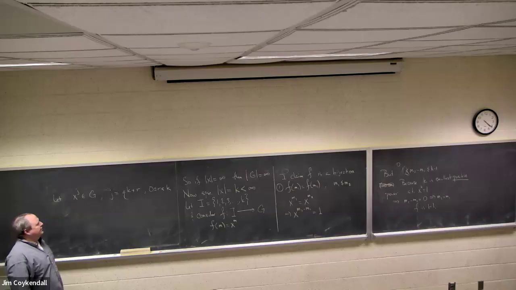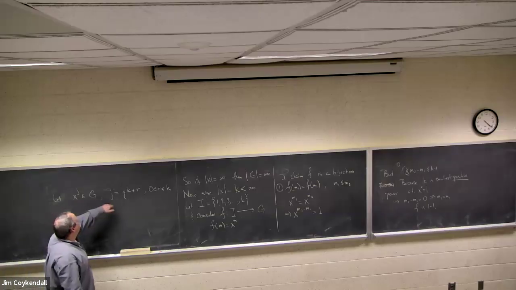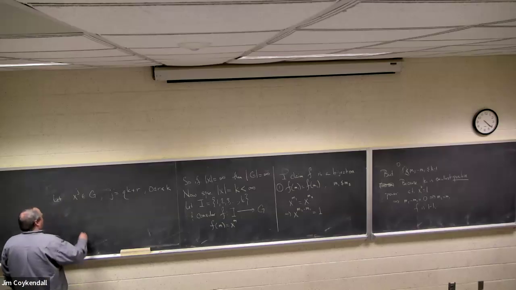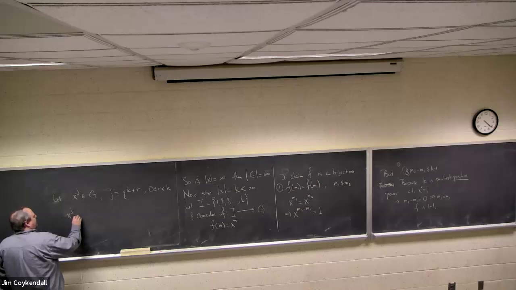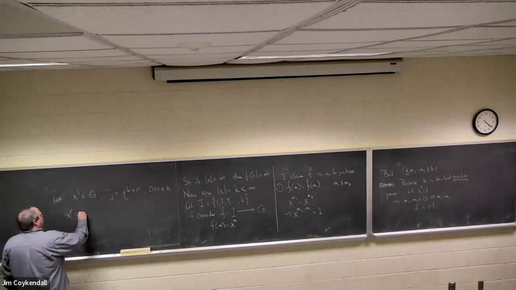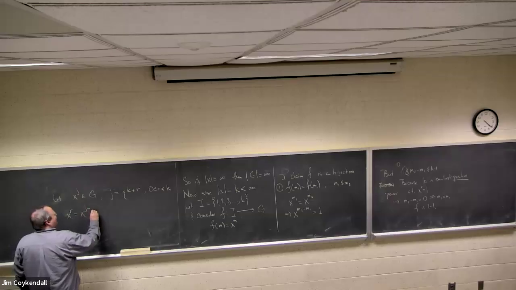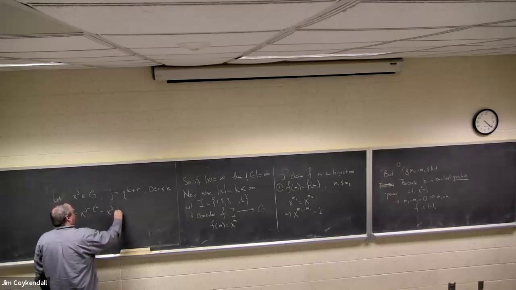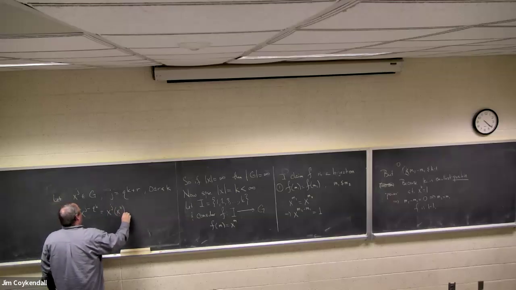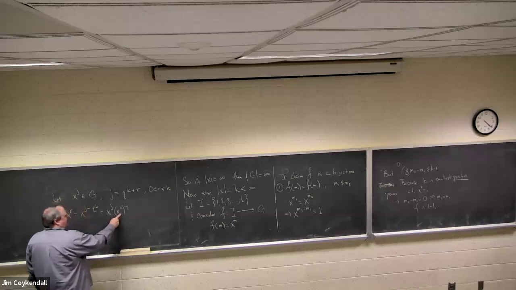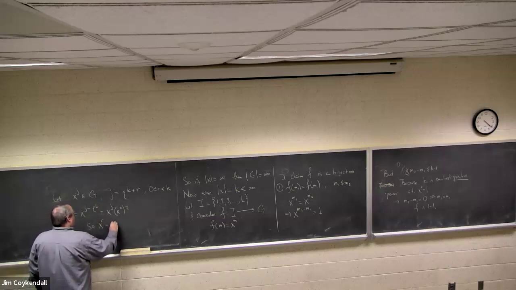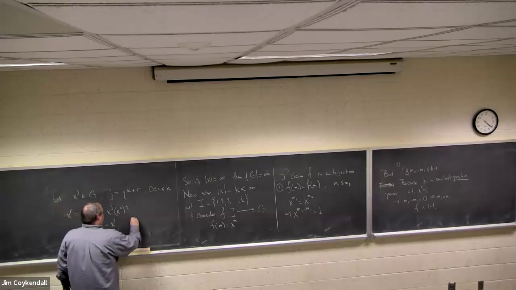Where r is between 0 and k. Remember, we divided j by k, and we got this remainder here. Notice that x to the r is x to the j minus qk, which equals x to the j times x to the k to the minus q power. This is the identity. And so x to the r equals x to the j.